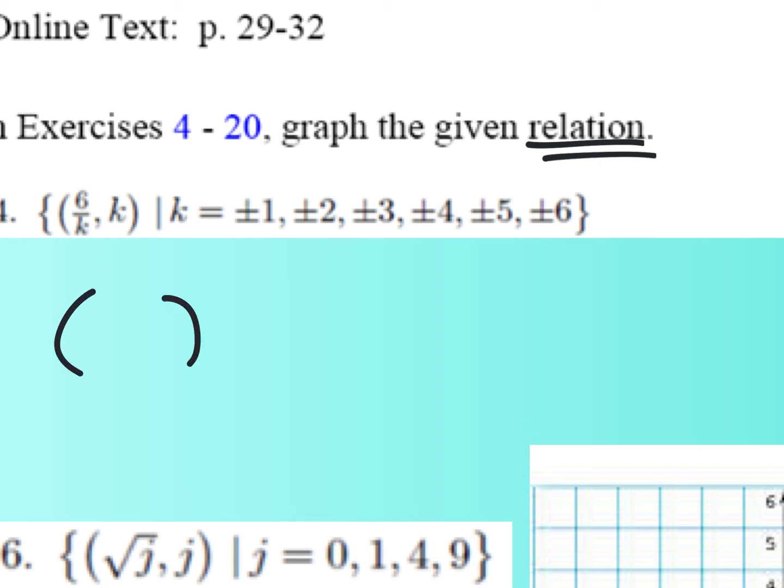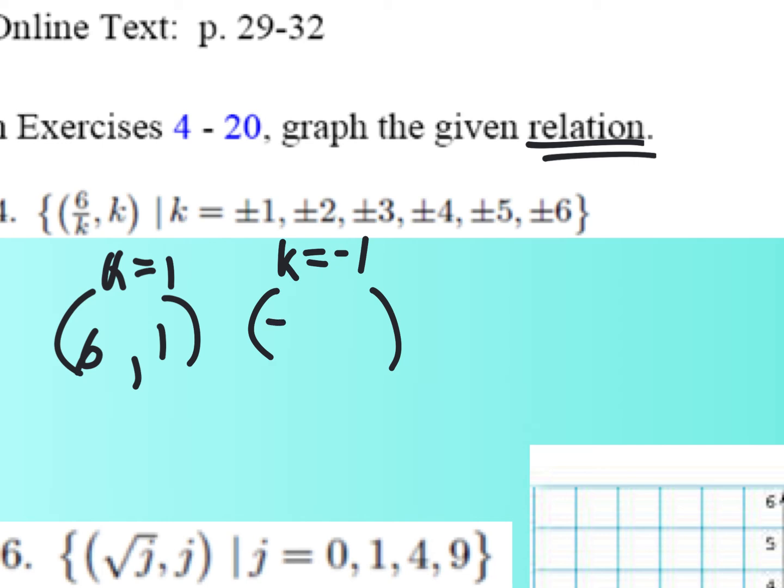Would you guys tell me a point that is on this? Yes. When k is 1, you get 6, 1. When k is negative 1, you get what? Comma. K is negative 1, right? So negative 6, negative 1. When k is 2.